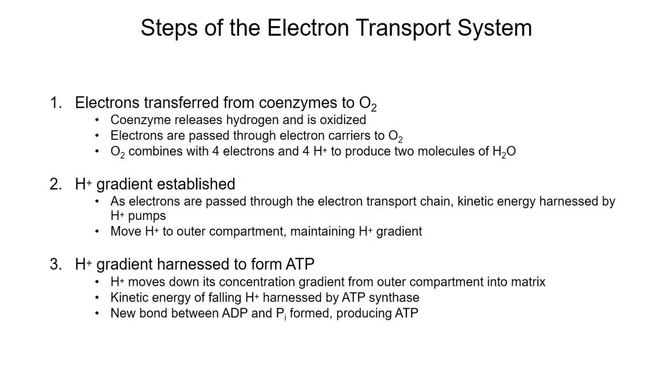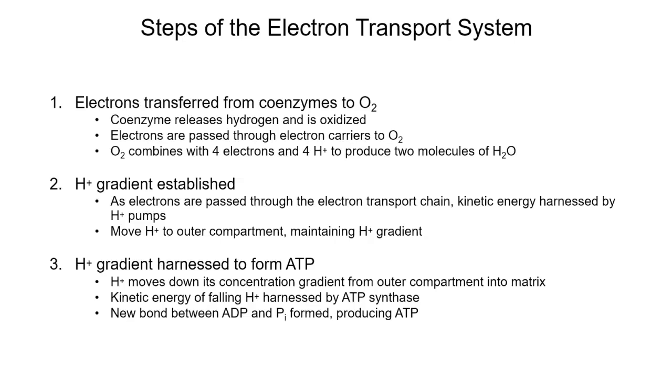Step number 2 establishes the hydrogen ion gradient. As electrons fall and pass through the electron transport chain, their kinetic energy is harnessed by hydrogen pumps, and they move hydrogen ions from the mitochondrial matrix into that outer compartment. That creates a gradient with more hydrogen ions outside the cristae.